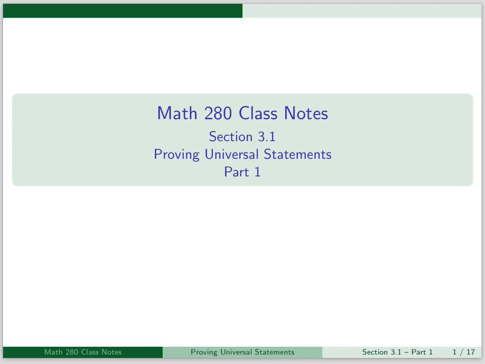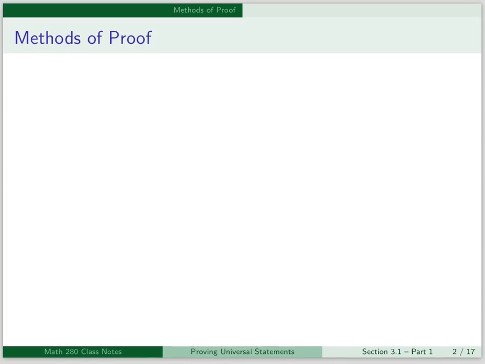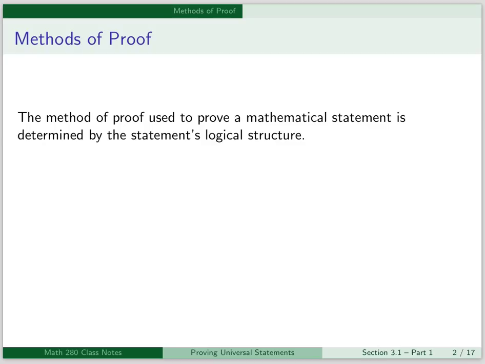This video covers Part 1 of Section 3.1, Proving Universal Statements. We'll start by discussing methods of proof briefly. The method of proof used to prove a mathematical statement is determined by the statement's logical structure.